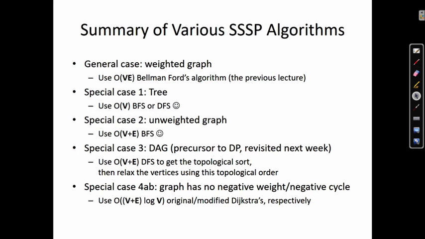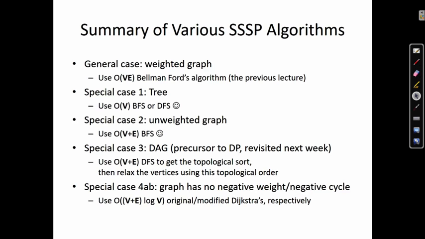Okay, so summary of your various SSSP algorithms. General case of a weighted graph, then use Bellman-Ford. If you have no idea about what kind of input it is, all you know is a weighted graph, then use Bellman-Ford. But if you know it's a tree, use DFS or BFS. If you know it's an unweighted graph or constant weighted graph, use BFS. If you know it's a DAG, then use one-pass Bellman-Ford. Topological sort the DAG, and then process all the vertices in order from left to right.